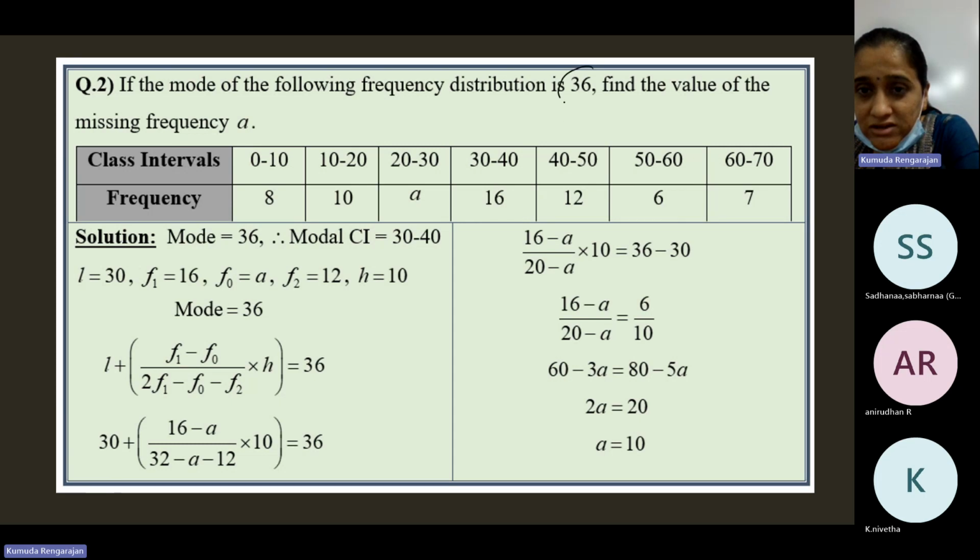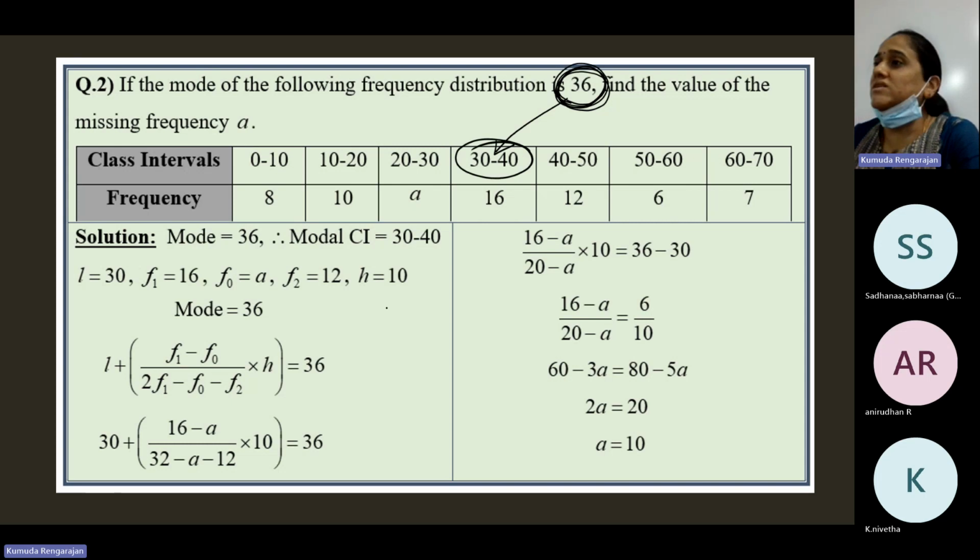We find the modal class interval using the value of mode. What is the value of mode? 36. 36 lies in this class interval 30 to 40. So this is the modal class interval.